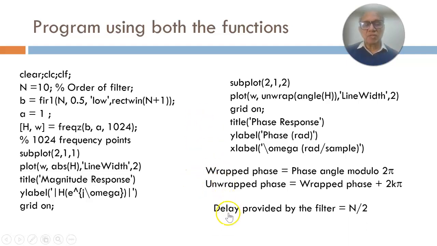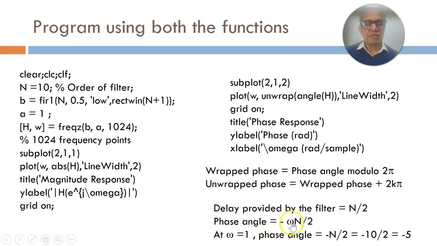So now what about the delay provided by the filter? That is N by 2. Remember this. For example, if you have delay elements equal to 2, so coefficients are 3, you have b0 plus b1 x[n minus 1] plus b2 x[n minus 2]. In a situation like this, your order is 2, but you provide a delay of 1 sample, that is 2 by 2. So in general, the delay provided by the filter is N divided by 2. So that will also tell you the expression for the phase angle, that is minus omega N by 2.